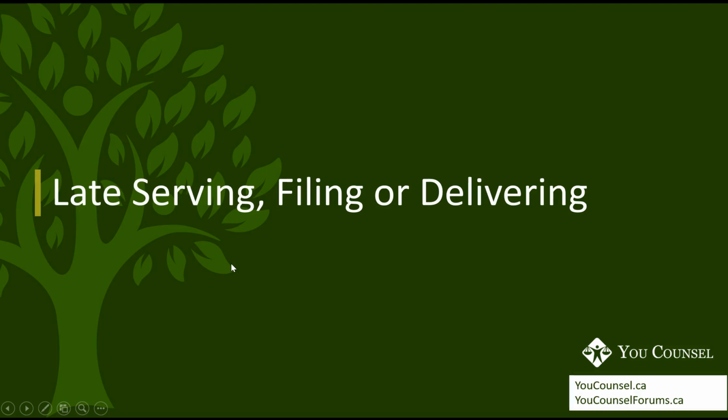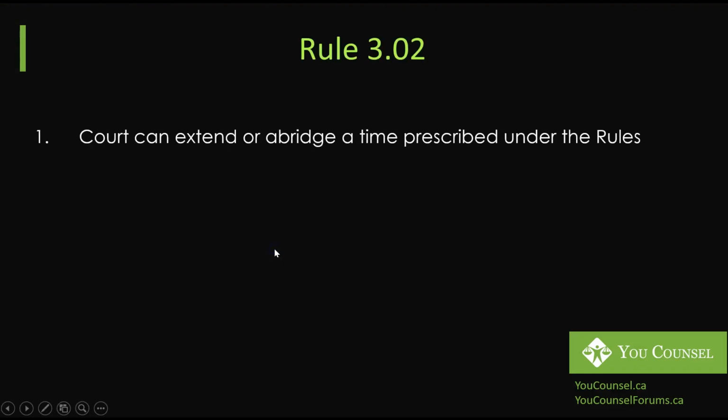Now, what happens when you are late in serving, filing, or delivering a document? What are your options? You generally have 3 options under Rule 3.02. Number 1 is that the court has the power to grant you an extension in time or abridgment, which is prescribed under the rules. So you can always bring a motion to the court, present your case and explain to the judge or master why you need an extension, and you justify it, and the court has the power to grant you that extension or abridge the time period.